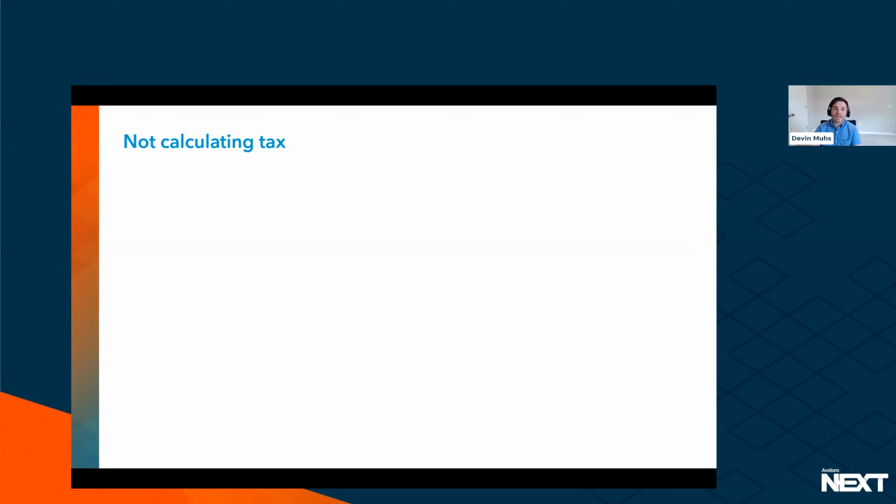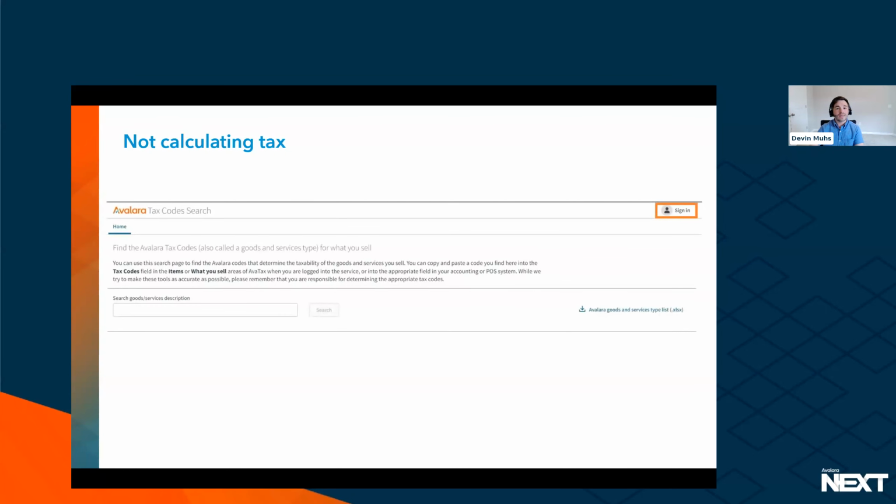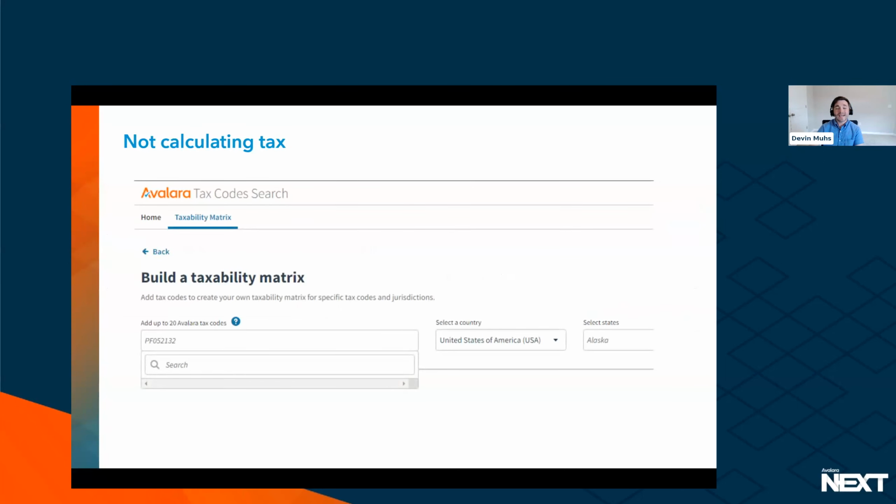Another common reason for no tax being calculated is due to the taxability of the item in the transaction. Since different transactions and jurisdictions may treat item taxability differently, it's important to check to see if that item is actually taxable in that jurisdiction. One approach to check this is by using our taxability matrix tool. To find this tool, simply search for the Avalara tax code search tool, and then you can sign in on the top right with your credentials. There, you'll be able to access the taxability matrix tool to look up whether a specific Avalara tax code is taxable in that jurisdiction.